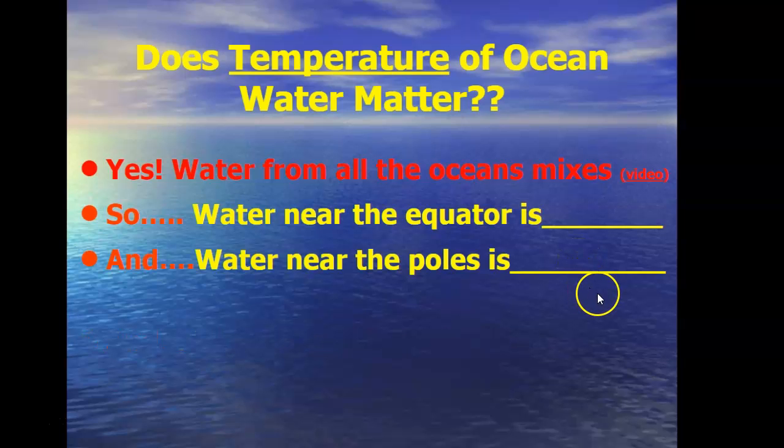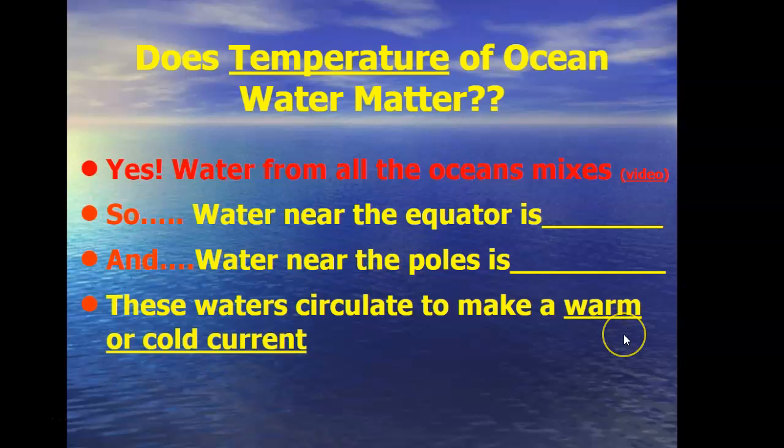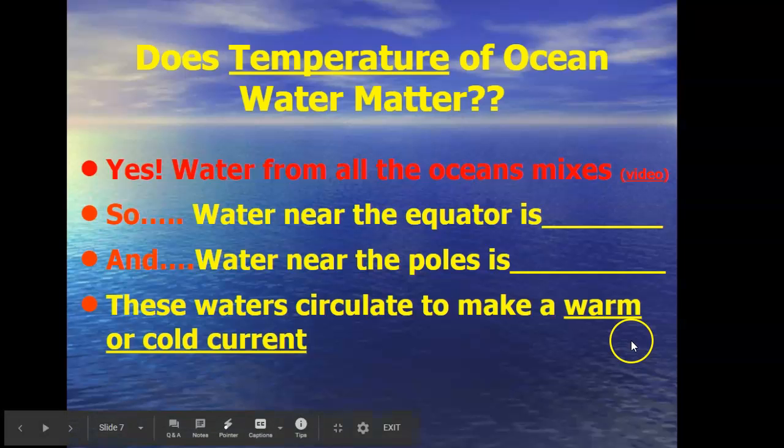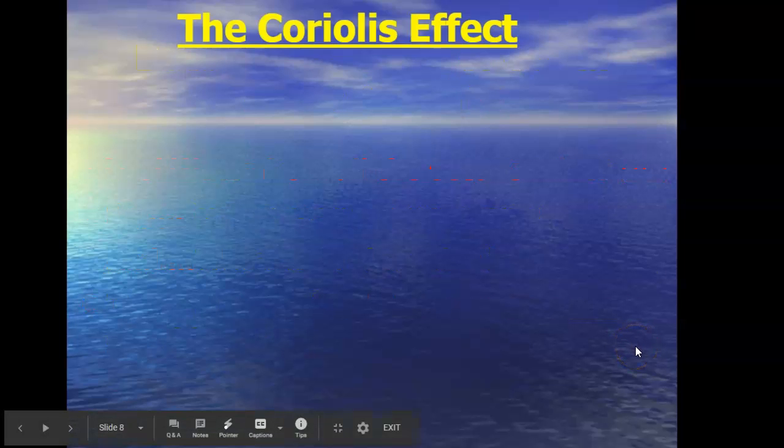Water near the poles, conversely, would be what temperature? If you thought cold, you're exactly right. That water originates at the poles, so that water would be cold. These waters circulate to make warm or cold currents in our oceans.